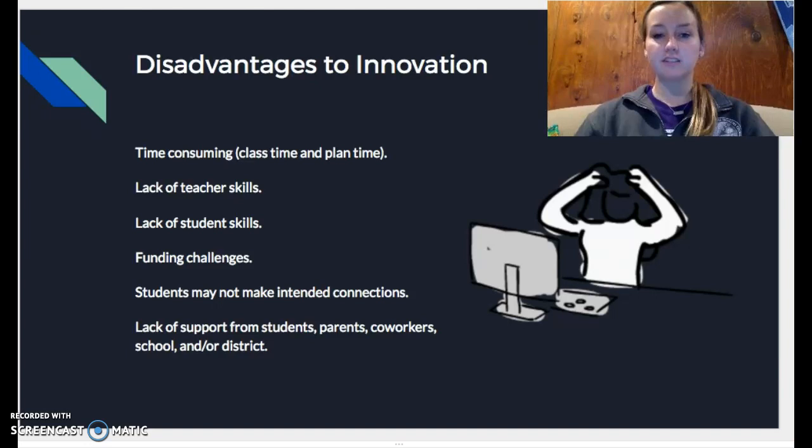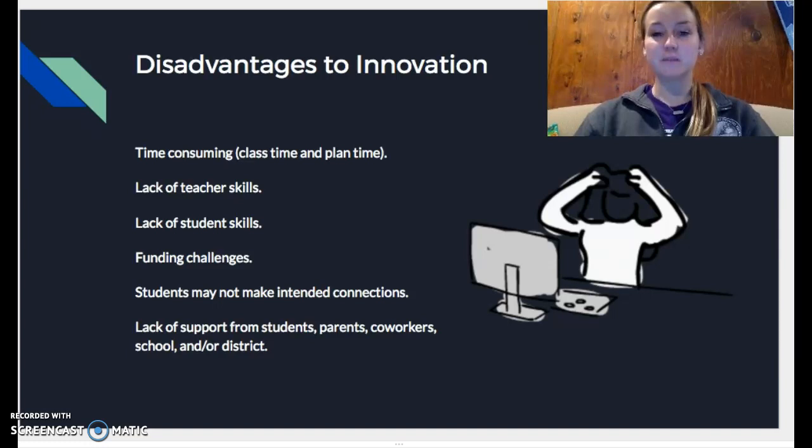A lack of teacher skills in technology, which I kind of already talked about, and a lack of student skills, which again hits on that digital divide or achievement gap. There are some funding challenges, obviously, with districts, which we've also kind of covered at length during this presentation. It's hard for districts to keep up with the funding challenges. Some students sometimes don't make the intended connections that we want them to make in innovative learning. So I've had that happen before where we go through all of a project and I say, what did you learn? And they didn't make the connection that I was hoping that they would make from the project, which is frustrating, of course, but it happens sometimes.